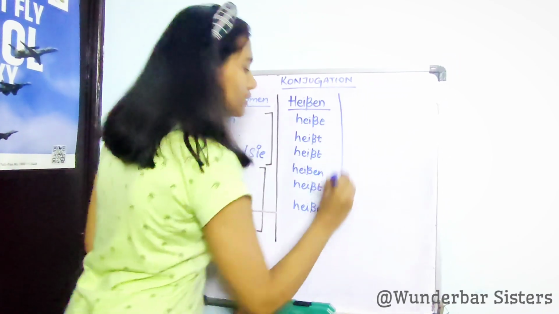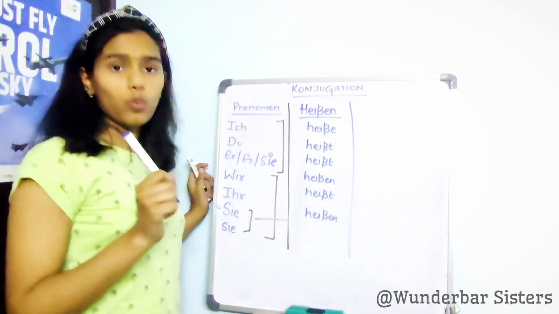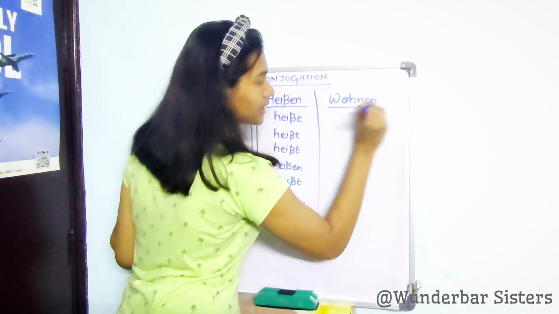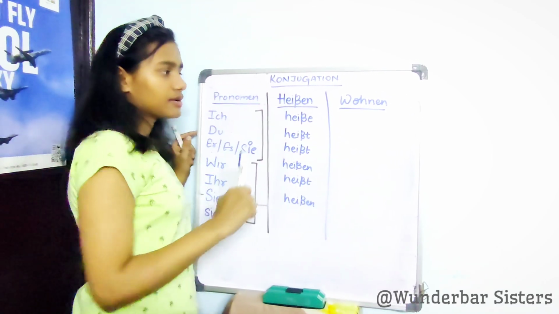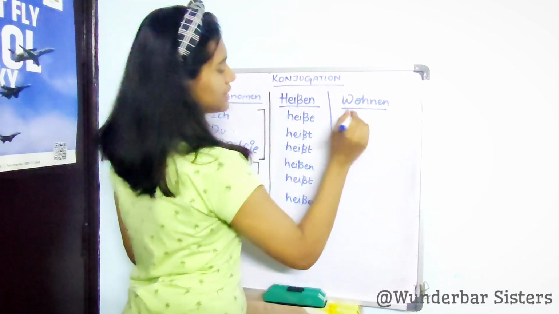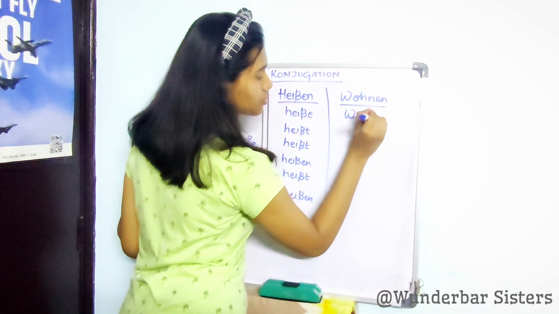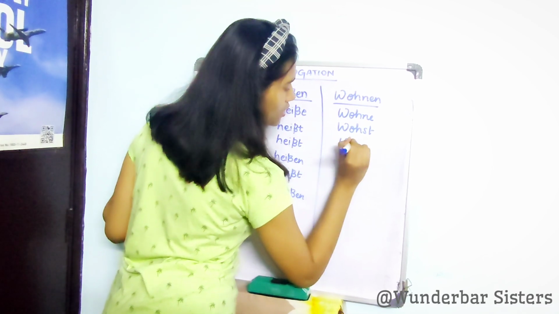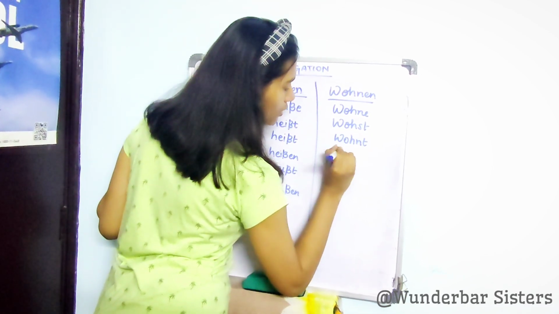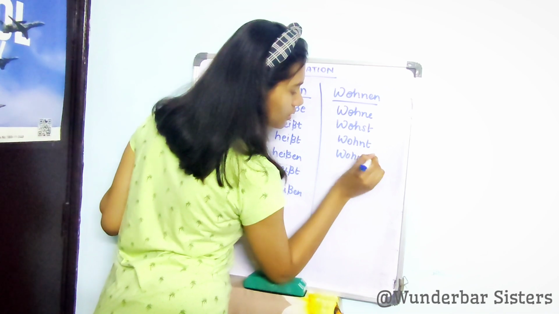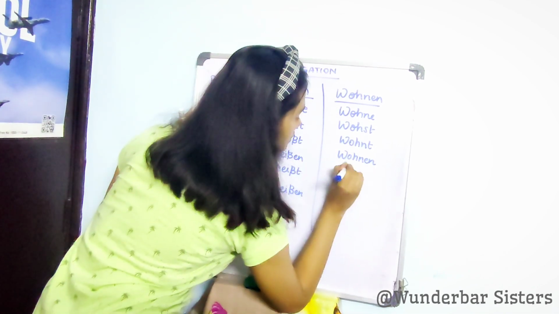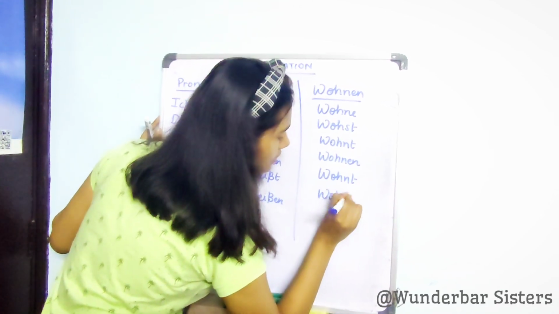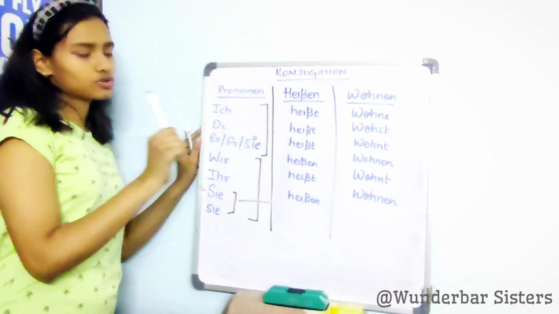Now let's come up to the next verb, which is wohnen. Wohnen is a verb which means to live. Now wohnen is also a regular verb, so it has the same conjugation rule. So it comes ich wohne, du wohnst, sie es wohnt, wir wohnen, then ihr wohnt, and sie wohnen. So this is also one of the most commonly used verbs.